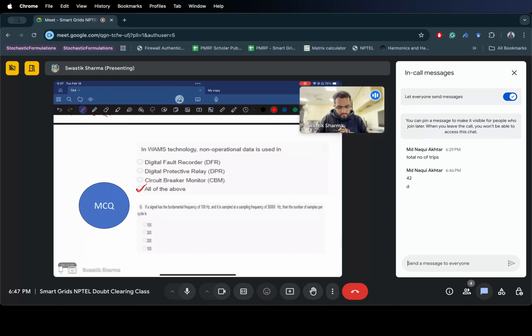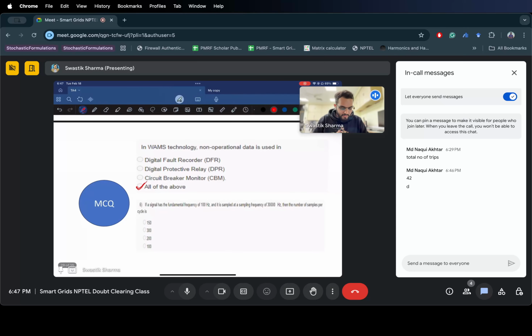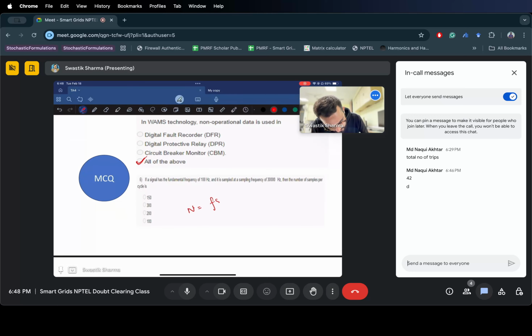as said by Naki Akhtar. And next, if a signal has a fundamental frequency of 100 hertz and it is sampled at a sampling frequency of 30,000 hertz, then the number of samples per cycle is. Can anyone tell me? 300. Yeah. So the number of samples per cycle is nothing but sampling frequency upon fundamental frequency, which is 30,000 divided by 100, which is 300 samples. So the correct answer is B.